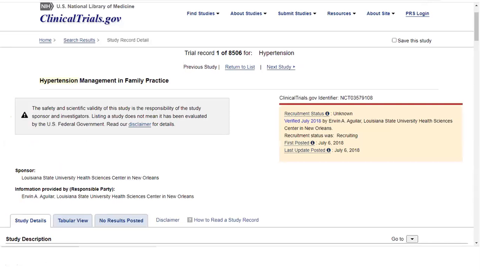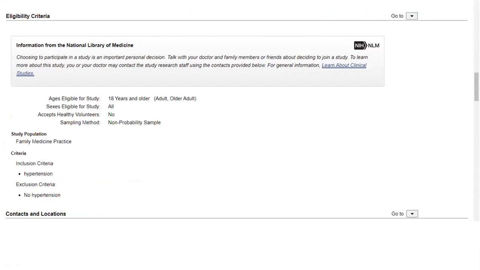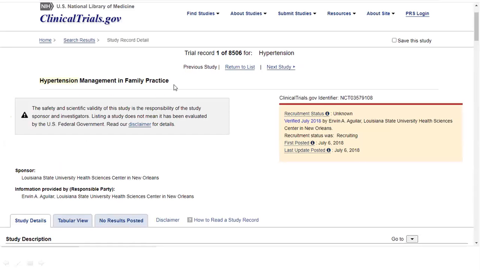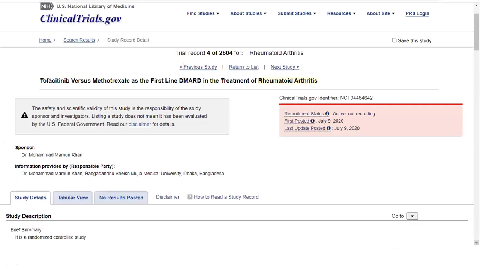Going to another study, and this study is again from the same site, and it is hypertension management in clinical practice. This has a very broad inclusion and exclusion criteria, and very simple inclusion criteria is all hypertensive patients. Exclusion is patients who do not have hypertension. Because what are they trying to study? They are trying to study the hypertension management in family practice. They do not have any subgroup. They are broadly going ahead with this particular study.